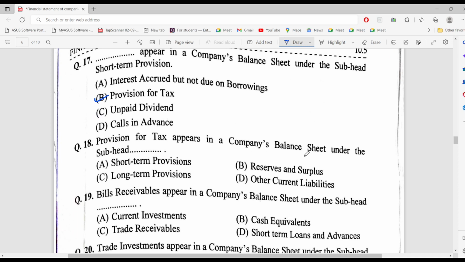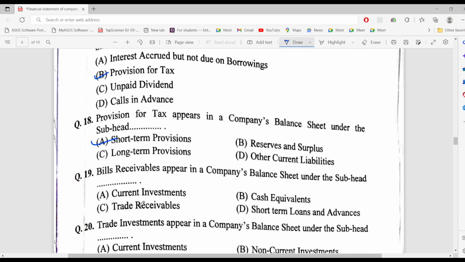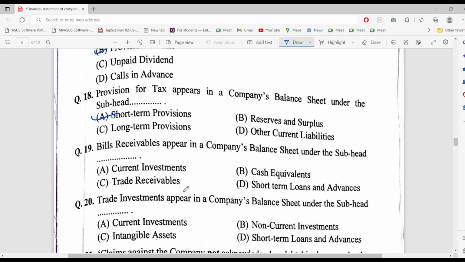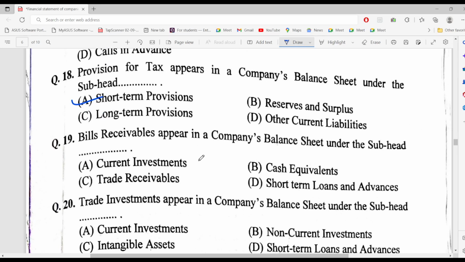Provision for tax appears in a company's balance sheet under the subhead short-term provisions. अभी पिछले question में देखा अभी हम लोगों ने. Okay. Bills receivables appear in a company's balance sheet under the subhead... बिल्स रिसीवेबल्स, तो ये तो हमारे current asset होते हैं, उसके अंदर भी trade receivables में आते हैं। 19 C would be the correct answer.